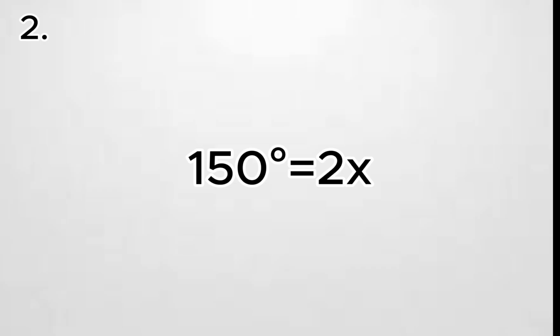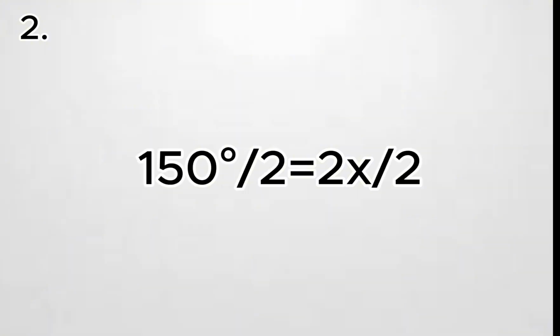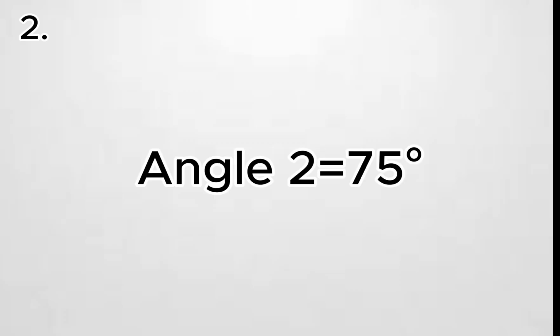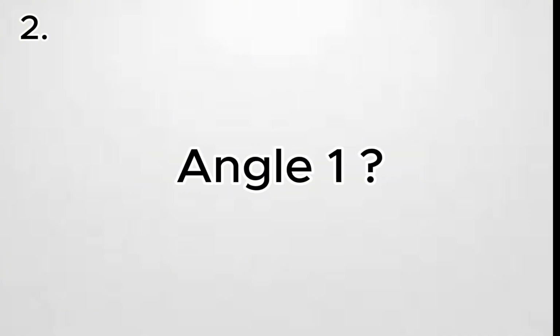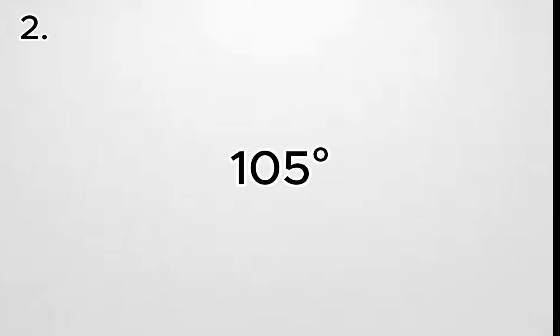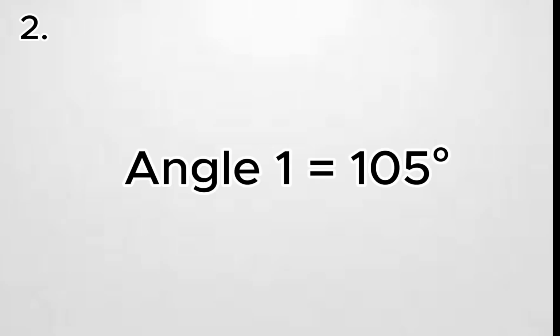Now we need to isolate x on its own. To do that, we can divide both sides by 2, leaving us with 150 divided by 2 is equal to 2x divided by 2. We know that 150 divided by 2 is 75, and 2x divided by 2 is simply x, leaving us with 75 is equal to x. So we found our second angle to be 75, and to find our first angle, we know that it's simply 30 more than the second angle. 75 plus 30 is 105, leaving us with the first angle being 105.